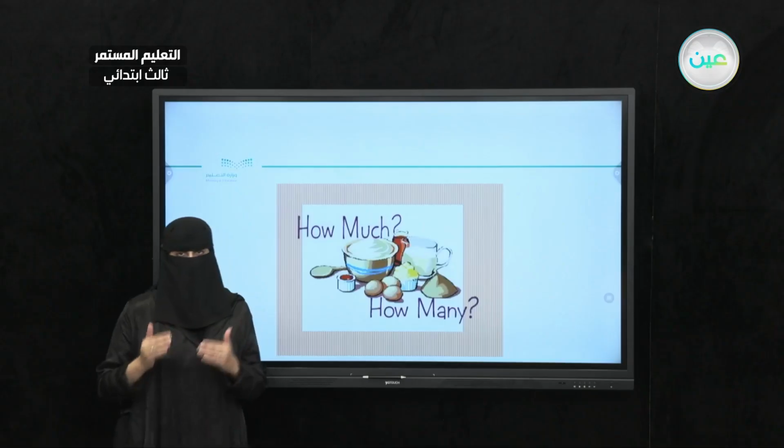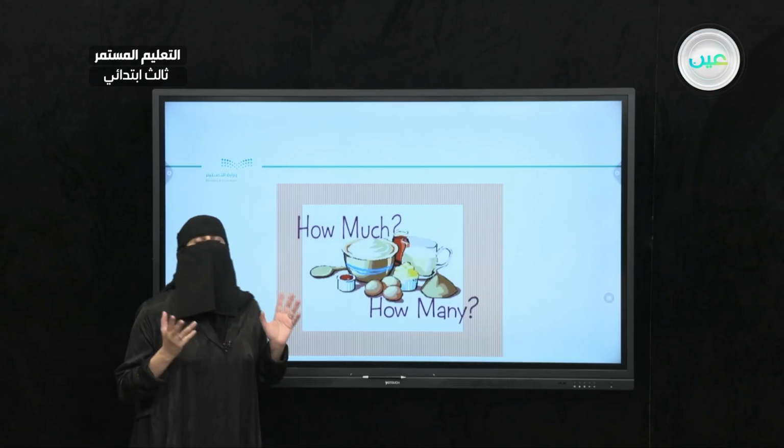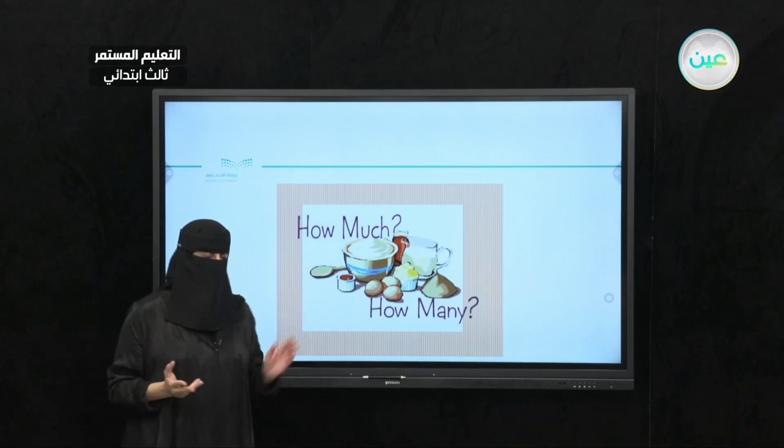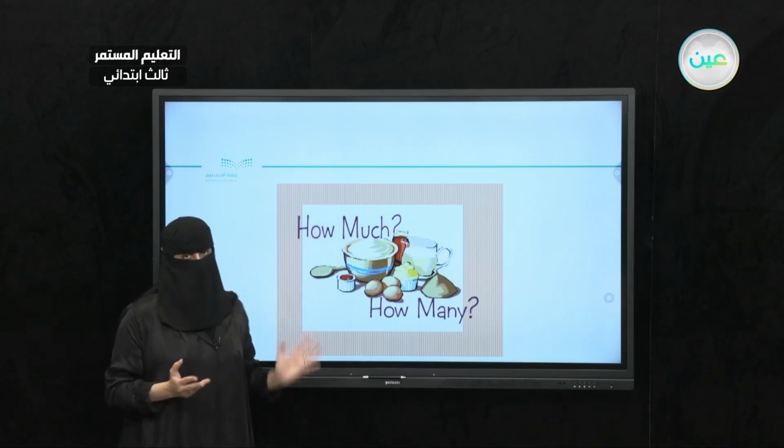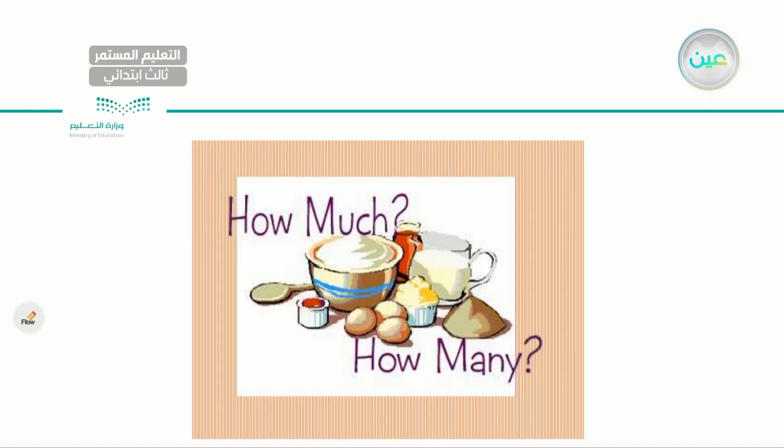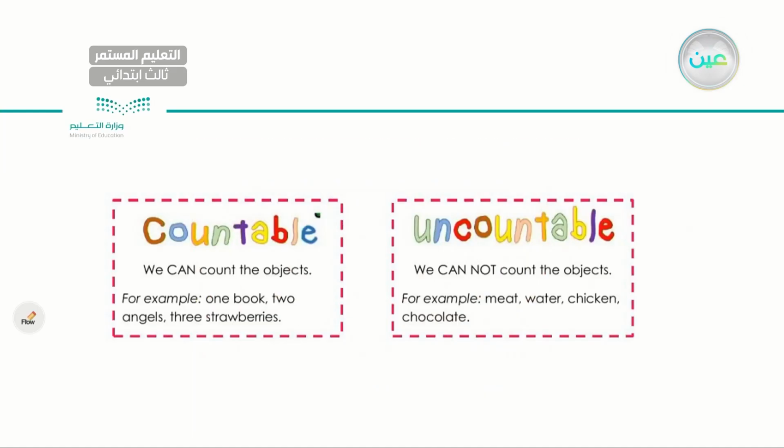Now, here also we took this one: how much and how many. How to use them, when to use them. How do I use how much correctly? How do I use how many correctly now? We must learn something that's called countable and uncountable. For countable, I'm referring to things we can count, like books, pencils, apples.